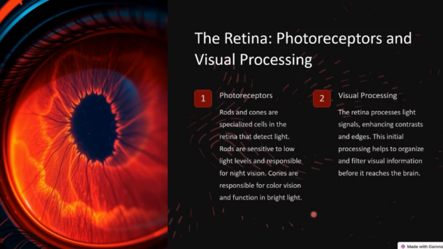These signals are then processed by retinal ganglion cells, which transmit the information through the optic nerve to the brain. Visual processing: the retina processes the light signals, enhancing contrast and edges. This initial processing helps to organize and filter visual information before it reaches the brain.